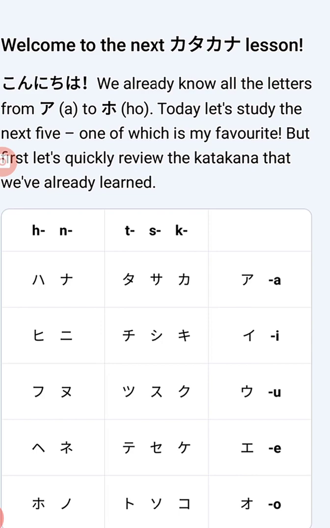Okay, next we get the K series. We're gonna go ka, ki, ku, ke, ko. First character that you see, ka. Think of karate. This character looks like it's getting ready to make a sidekick. Look at how this person's getting ready to do a sidekick, right?